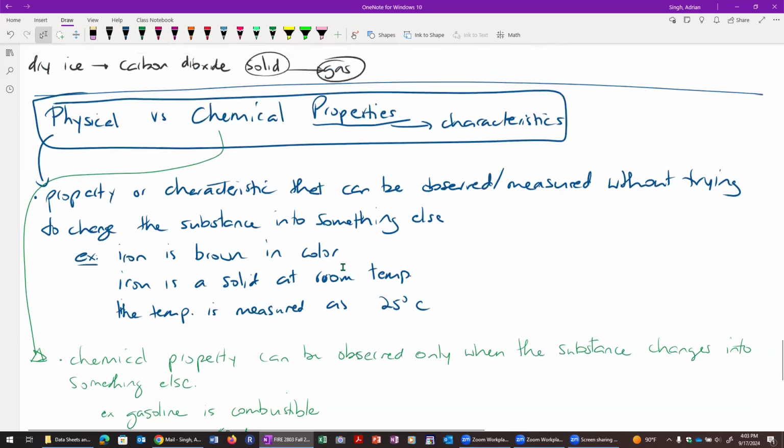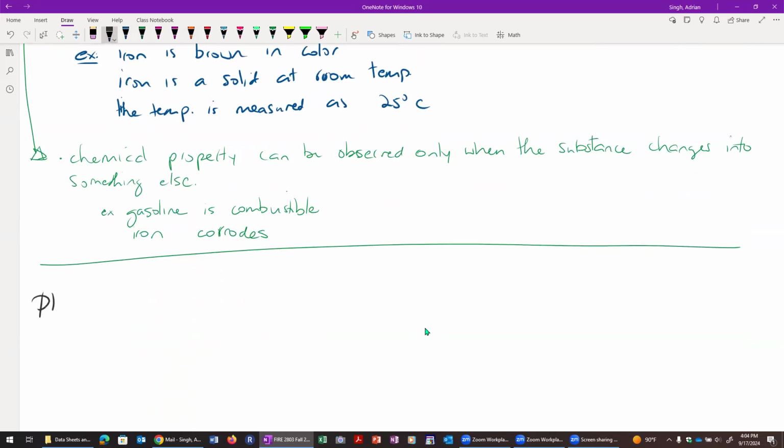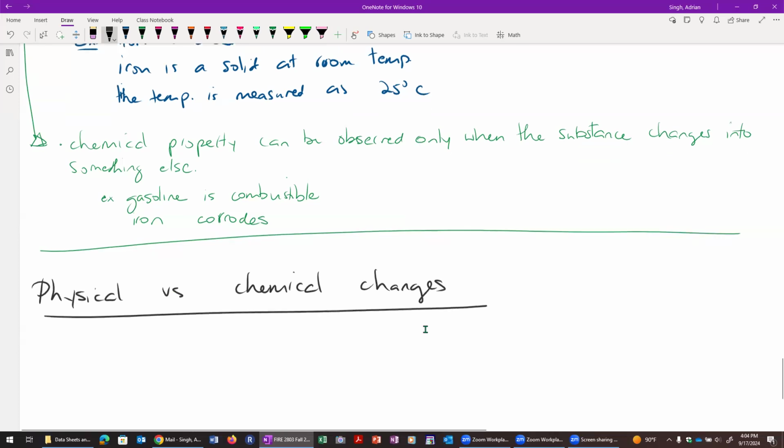Physical property versus chemical: can we make that observation without trying to change that substance into something else? If so, that's physical. If we can only make that observation when that substance changes into something else, that's a chemical property or chemical characteristic. Both of these then dovetail into physical versus chemical changes, and we define what these are and look at some examples as well.